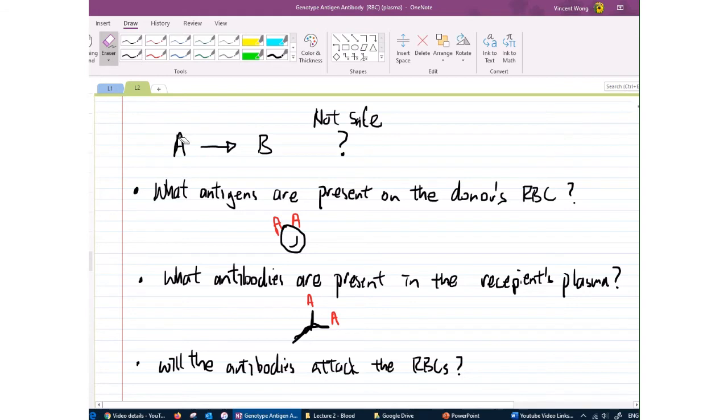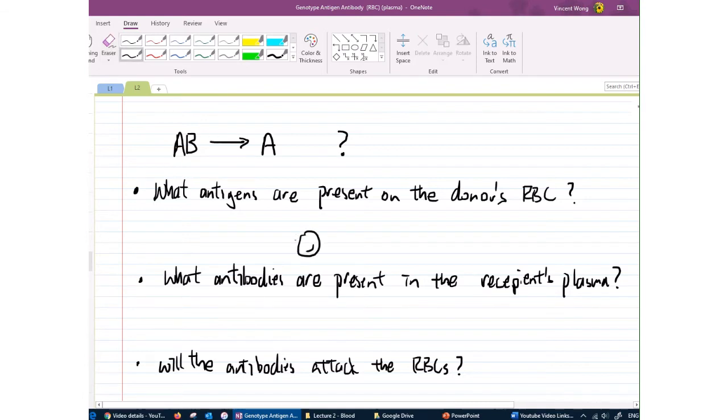Can an AB person give blood to an A person? Is it safe or not safe? So we're going to ask ourselves the three questions again. Number one, what antigens are present on the donor? The donor is AB, which means we are going to have A antigen and B antigen on the surface. We are going to give it to a type A person.